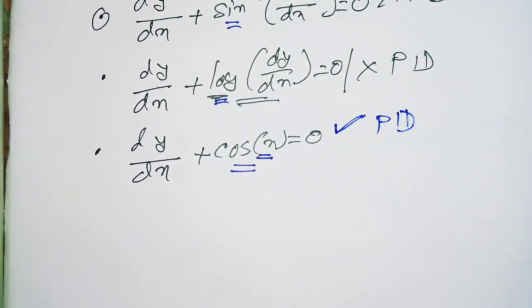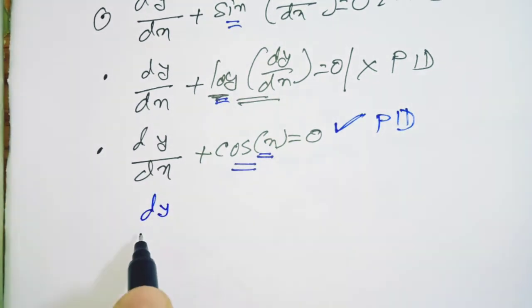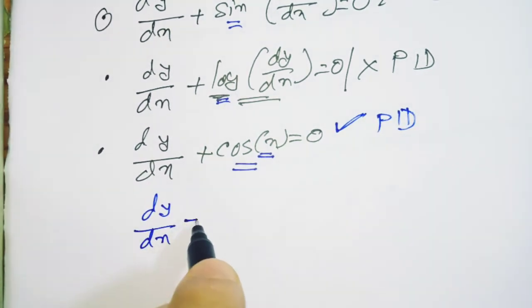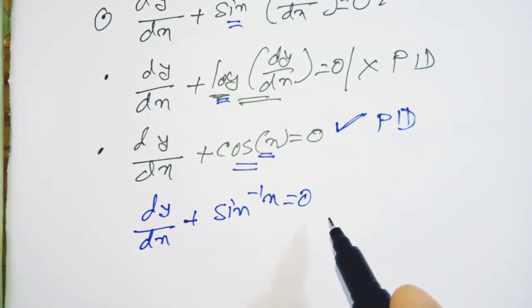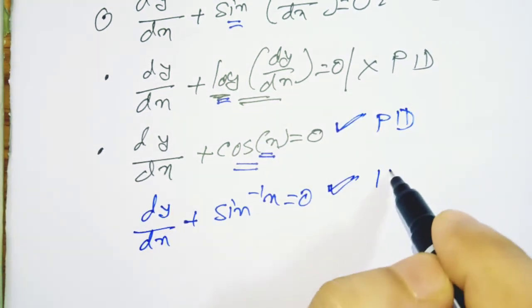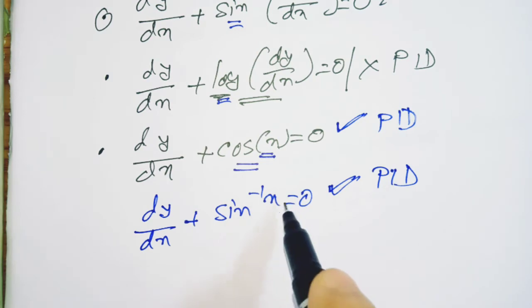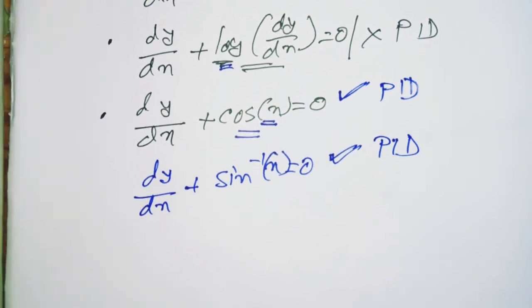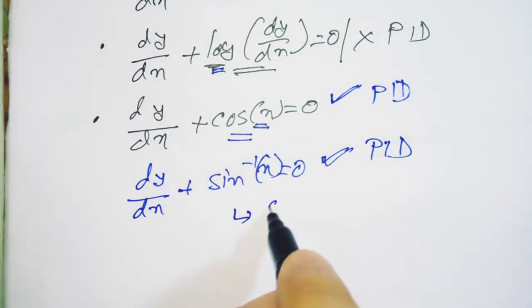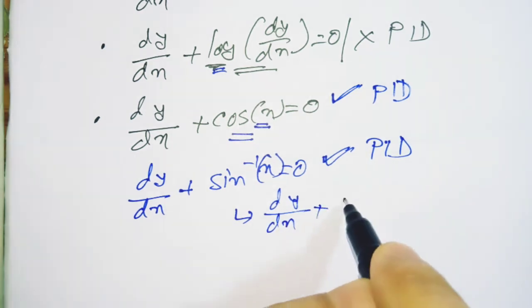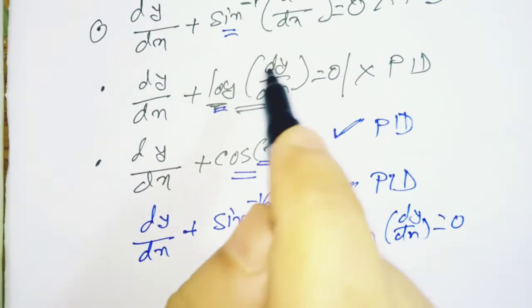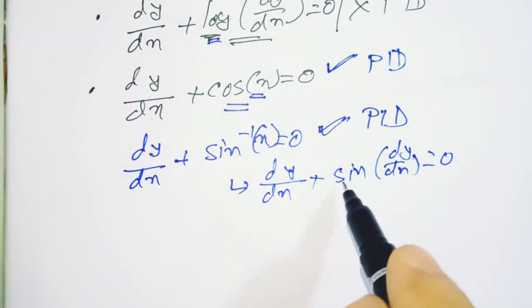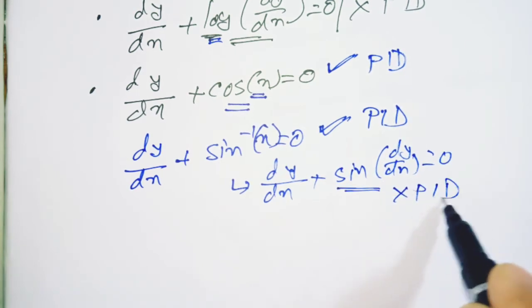What you need to know is that if I write dy by dx plus sine inverse x equals 0, is this a polynomial in derivative? Yes, this is also a polynomial in derivative because the sine inverse is acting on the variable x, not on the derivative, that is dy by dx. Would it have been dy by dx plus sine inverse of dy by dx equals 0, as we saw earlier, then it would not have been a polynomial in derivative.